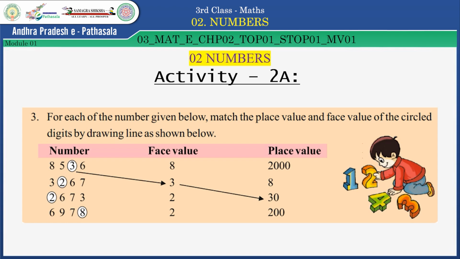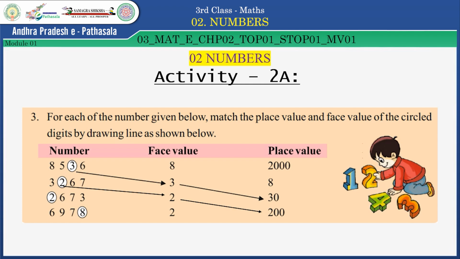For each of the numbers given below, match the place value and face value of the circled digits by drawing a line as shown below. Students, in the first number 8536, 3 is encircled, so its face value is 3 and place value is 30 because it is in tens place. Students, can you match place and face values of 2 in 3267? Yes, face value is 2 and place value is 200 because 2 is in hundreds place.